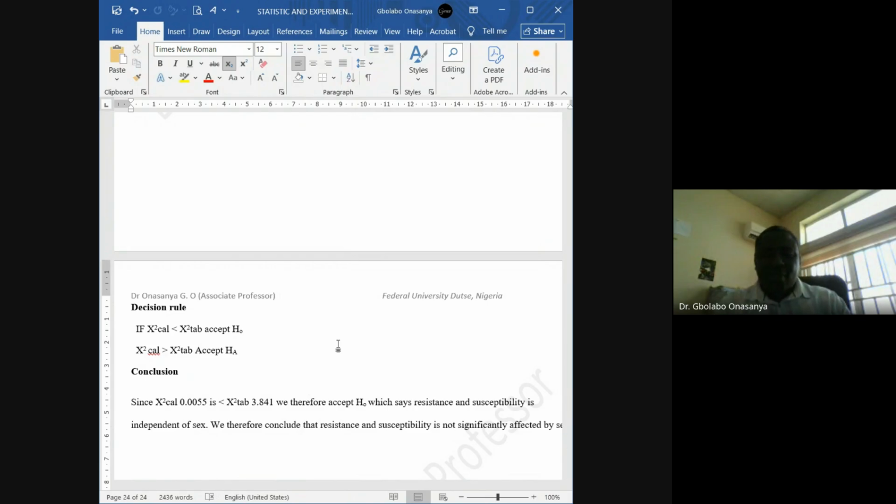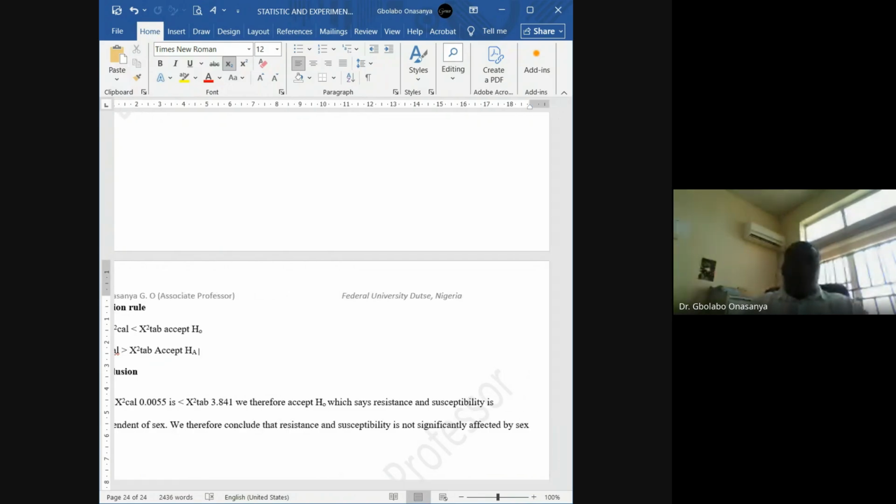Fantastic. Now we conclude. Since X calculated, 0.0055, is less than X tabulated, 3.841, we therefore accept the null hypothesis, which says that resistance and susceptibility is not significantly affected by sex. That's all. Isn't it interesting?